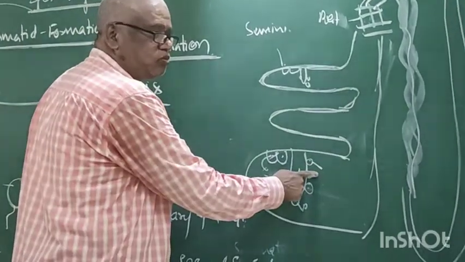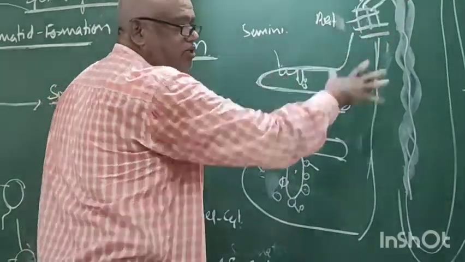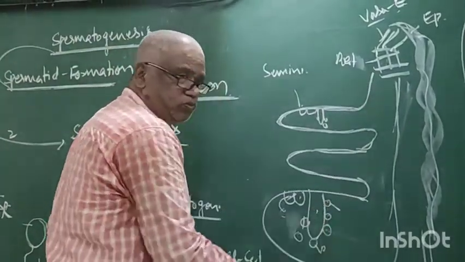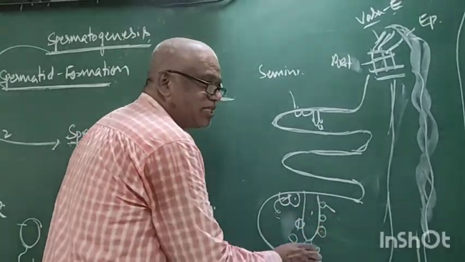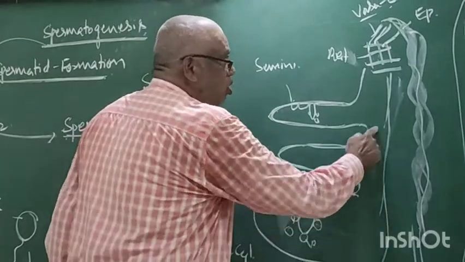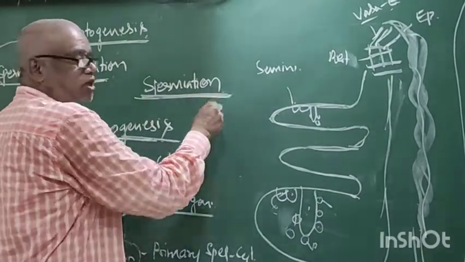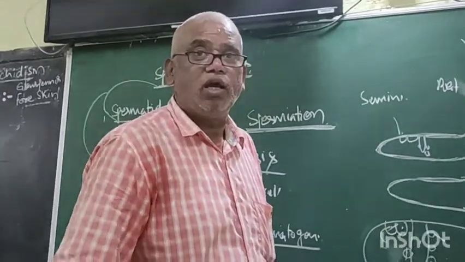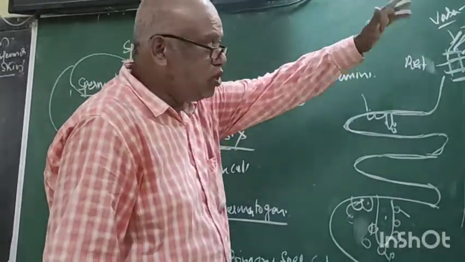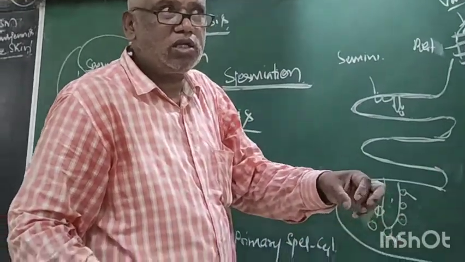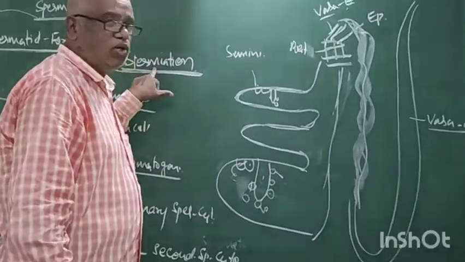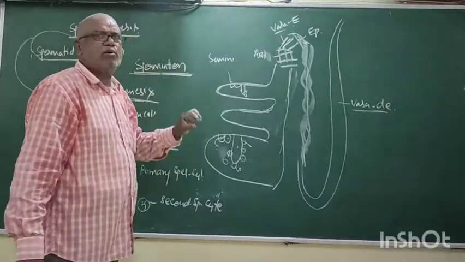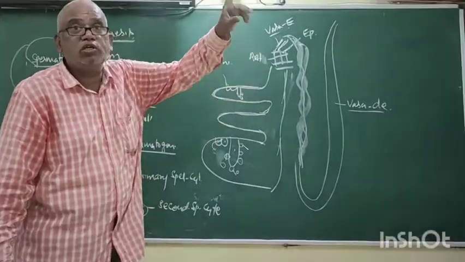As long as the sperm is attached to the Sertoli cell, it cannot be released into the female body. After full formation, the sperm is released from the Sertoli cells into the lumen. This is called spermiation. Without spermiation, the sperms cannot be released into the female, even if the male and female undergo sexual intercourse. Spermiation is one of the major steps.